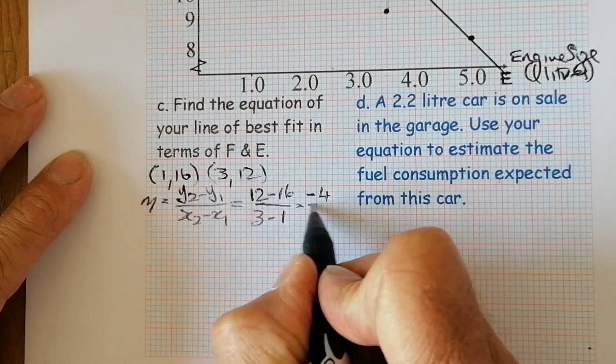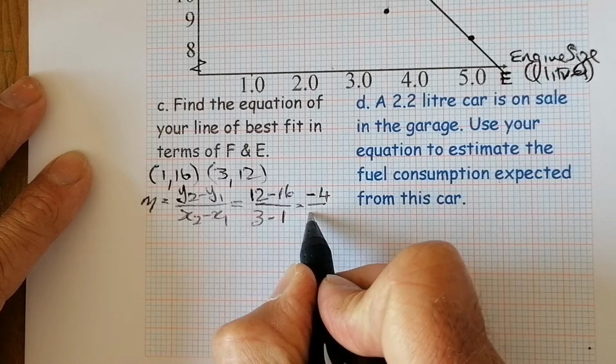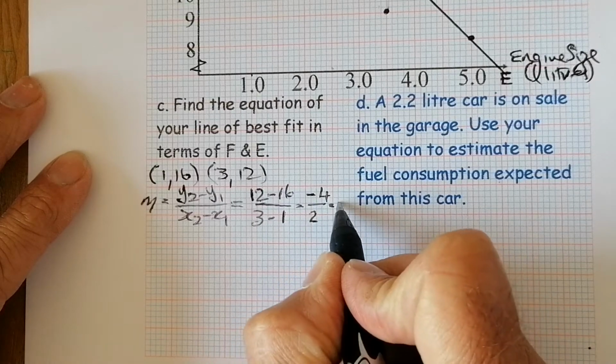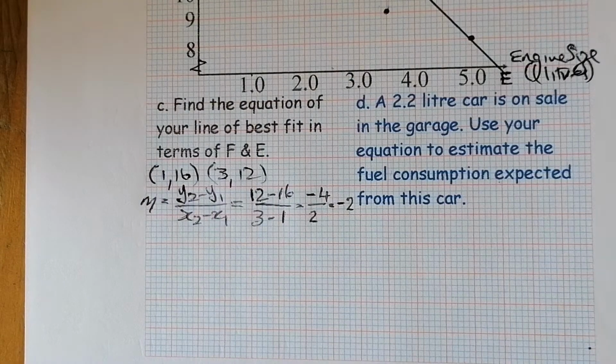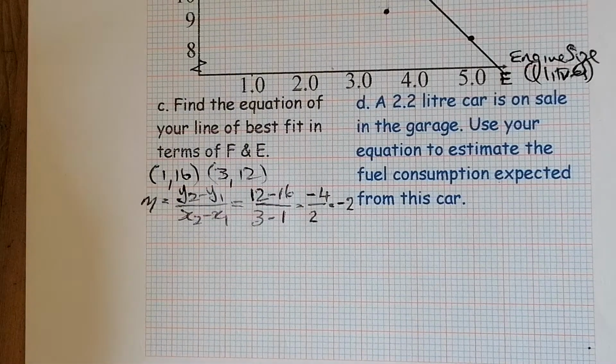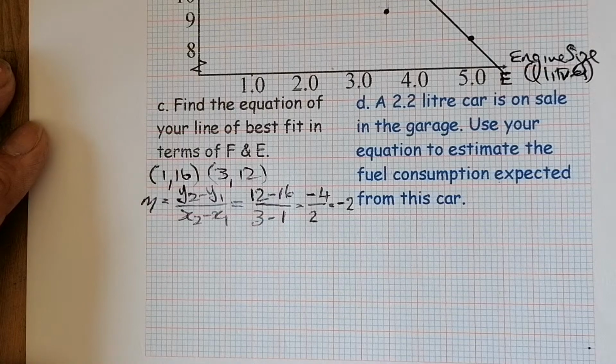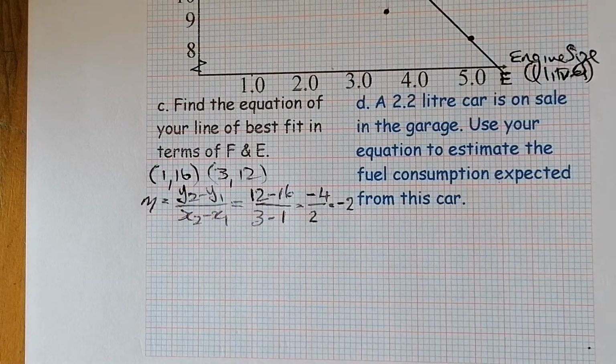So that'll be negative 4, and 3 take away 1 is going to be 2. So that will give me a gradient of negative 2. Every time I move along one place, or 1 litre, I'm going to be going up 2, or down 2, sorry, down 2, because it's a negative.